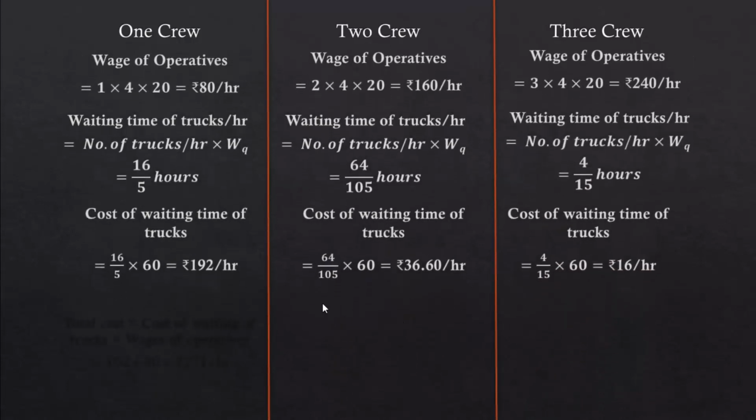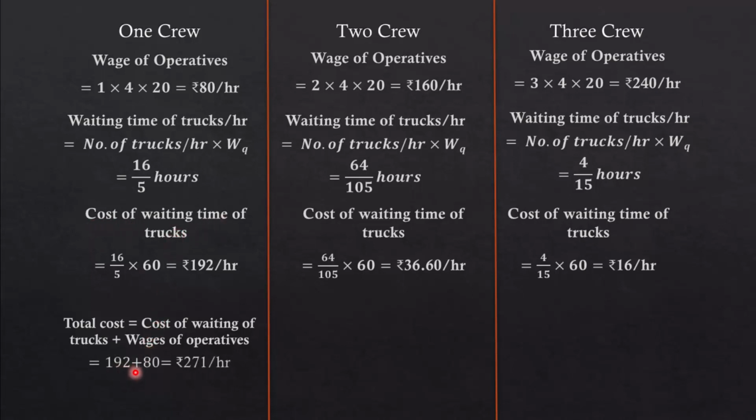Now let us find the total cost, which is equal to the cost of waiting time of trucks plus wages of operatives. So we have already calculated these two terms, wages of operatives and cost of waiting time. So by adding these two, we'll get this as rupees 271 per hour.